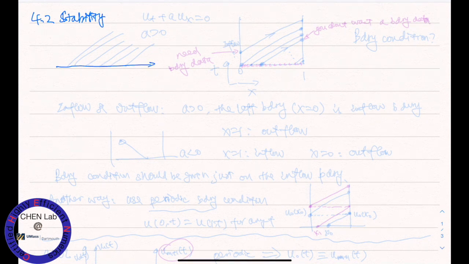So, for example, for a positive, this is u_t plus a u_x equal to 0 with some initial condition. When a is positive, the information is traveling to the right. So the whole initial function is transported to the right like that.